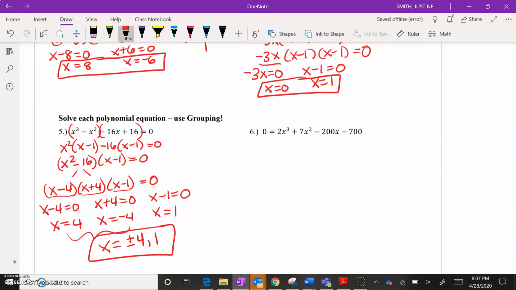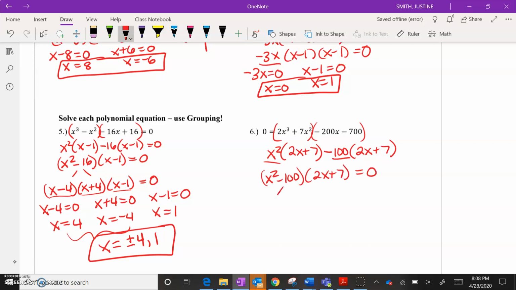All right, so for number 6 here, again, we're going to group these first. Okay, so first I'm going to take out an x squared and have 2x plus 7. And then I'm going to take out a negative 100 so that I have 2x plus 7. So I have x squared minus 100 and 2x plus 7 is equal to 0.